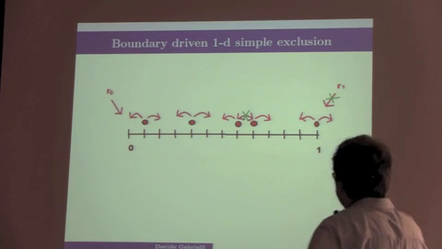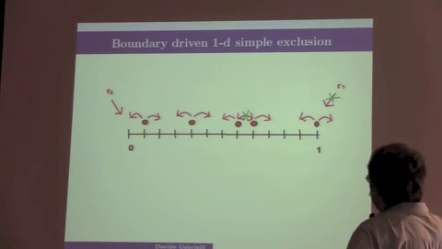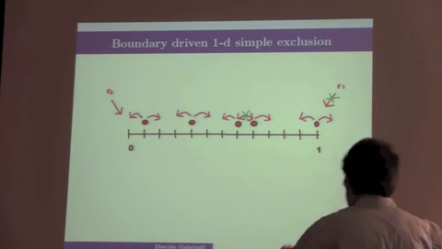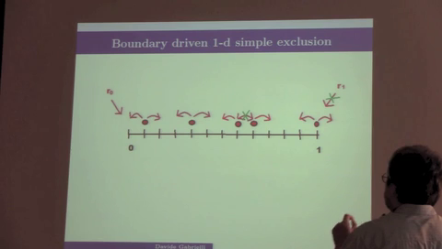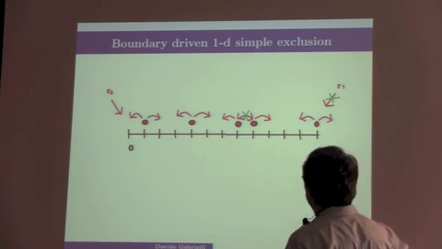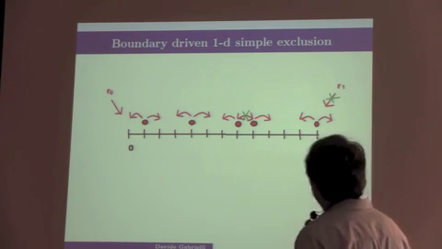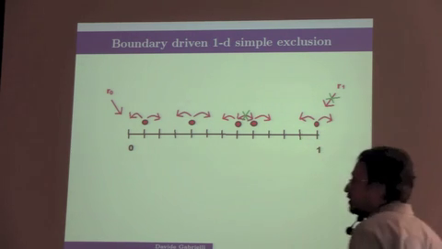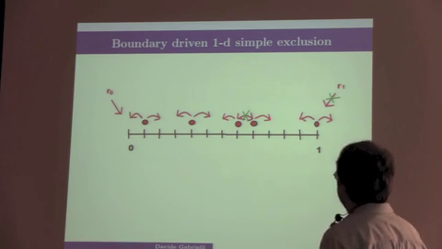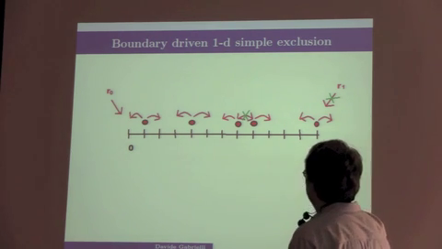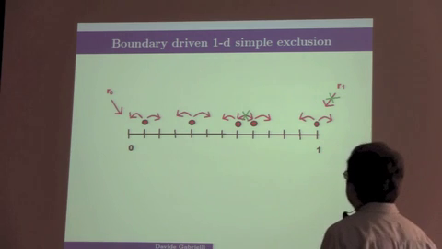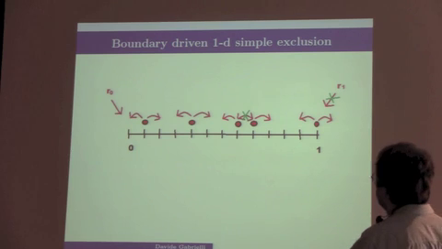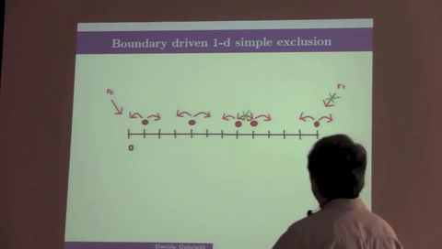Particles can stay only on the lattice. They do a continuous time Markov process, and the dynamics is the following. On each lattice site, there can be at most one particle, and every particle tries to do a simple symmetric random walk. So particles that have free both the left and the right side can jump with unit rate and with equal probability to one of the two sides.